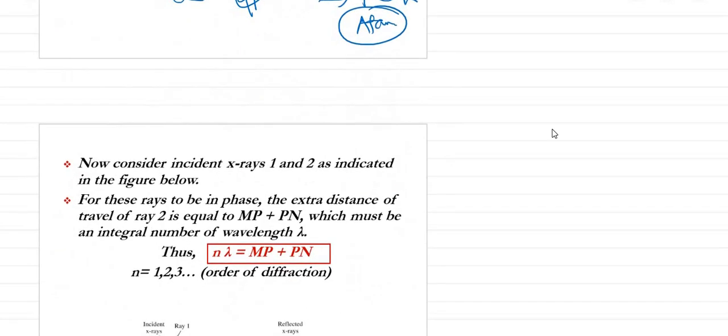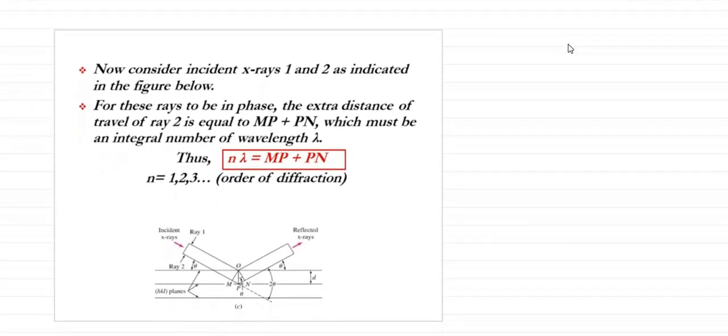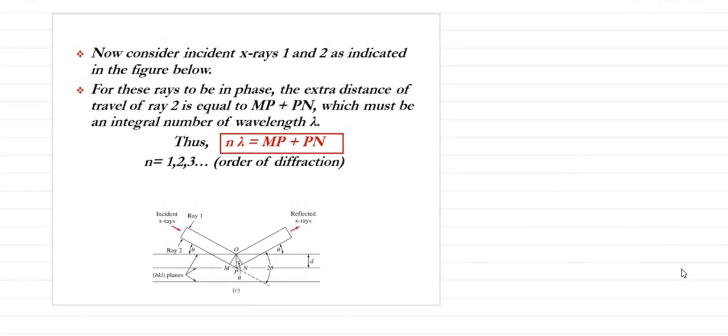Now consider the beam again. Here mathematically we have to derive one equation, and that equation is nothing but Bragg's condition or Bragg's law. Now consider incident X-rays, let us name them 1 and 2. These X-rays are falling. For our understanding, I will draw one more diagram on the bigger side.